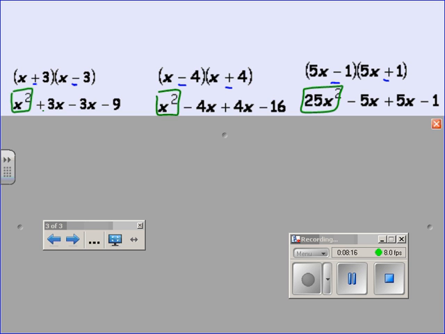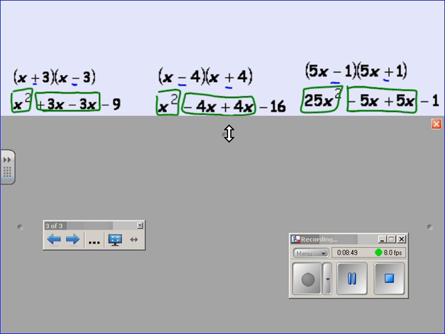The middle term is the one that we want to concentrate mostly on in this one. The middle two terms here, I have a plus 3x and a minus 3x. In the second expression, I have a negative 4x plus a 4x. And in the third expression, I have a negative 5x plus a 5x. What's going to happen when I add those two middle terms together? You should be able to see that they will cancel out and you will get 0. So in all three of these, we're going to get 0 when we cancel them out.